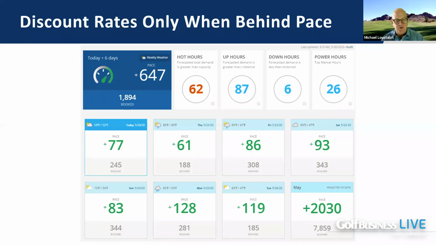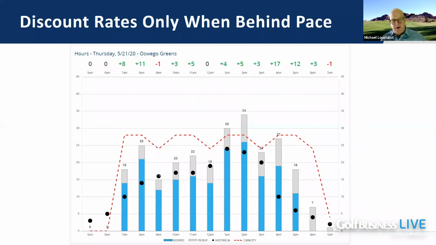But even so, with 61 rounds ahead of pace, you can see that there's actually 1 hour when they're behind pace, right? So even though they're ahead, there are little pockets throughout the day and throughout the week where you might find an hour that's behind the historical pace.